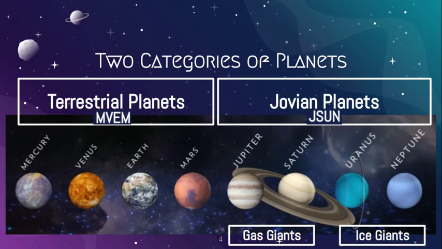There are 2 categories of planets: the terrestrial planets, which make up the acronym MVEM. So that would be Mercury, Venus, Earth, and Mars. And then we have the Jovian planets. And the Jovian planets are broken down into 2 subsets. The first subset is the gas giants, Jupiter and Saturn. And the second subset would be the ice giants, Uranus and Neptune.